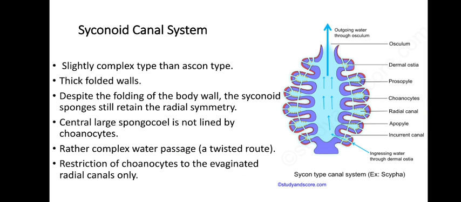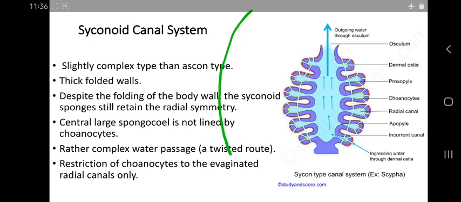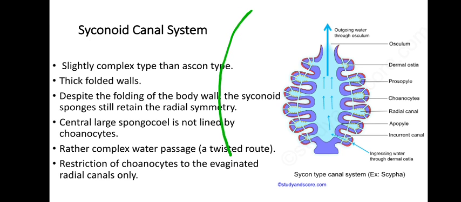Next one is the syconoid canal system. It is commonly found in Scypha, and here it is a modification of the Ascon type. In the Ascon type of canal system, the ostia is directly involved; through that, water passes and comes to the spongiocele. But here, in case of the Ascon type, the body wall is straight, so that means there are the pinacoderm and the choanoderm. Choanoderm is present, the same thing here.